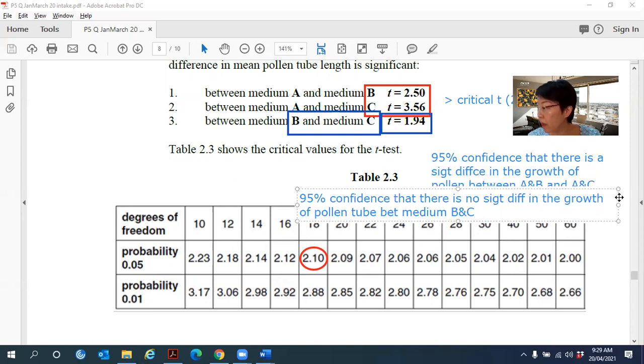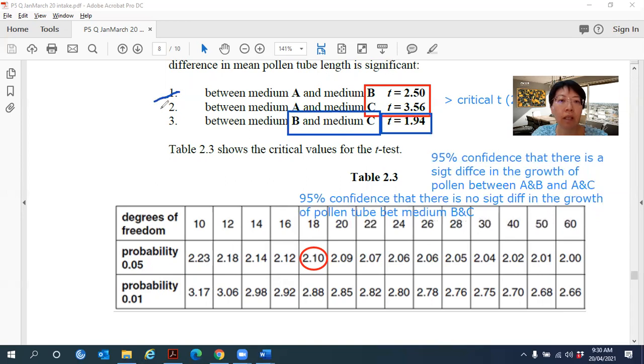So the marks given for this question are: number one, state the critical value is 2.10. Number two, you state that for the first and second, the t value is bigger than the critical t value, or you state that for the third, the t value is less than the critical t value. This is the second marking point. Then the third marking point is that you do the conclusion, which is this one or this one, either or.